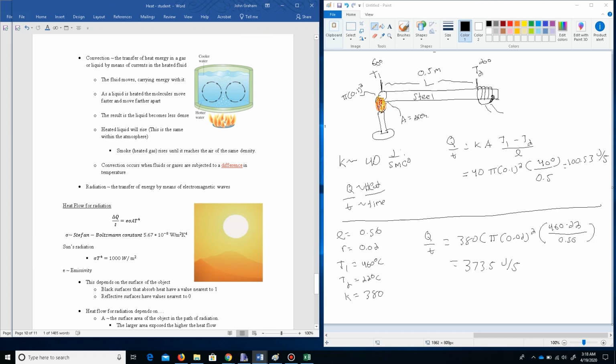And so we see this not just in heated liquids, but we see this in heated smoke. It will reach and go up until you reach that area where it has the same density, and then you see it kind of flatten out. So convection occurs whenever fluids and gases are subject to a temperature difference. So cold air on top, hot air on the bottom.